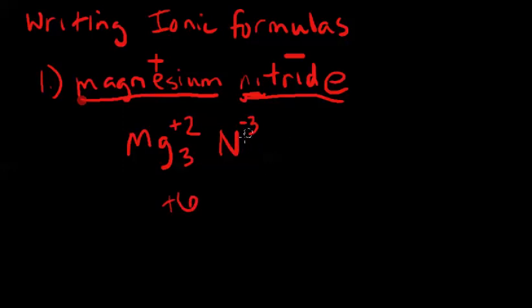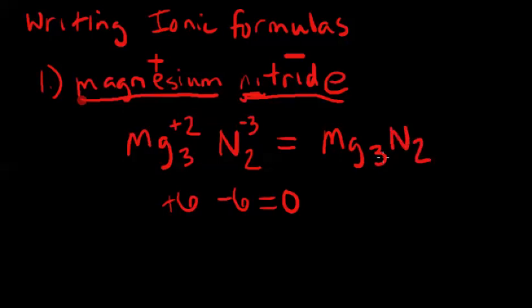And how many nitrides would we need to get to -6? We would need 2 of those, and that would give us -6, and this would add up to 0. So you got to check this to make sure it's correct. So that's correct. So then we rewrite it. You can never have charges in your final formula, so we have Mg3N2. So there's the formula for magnesium nitride.